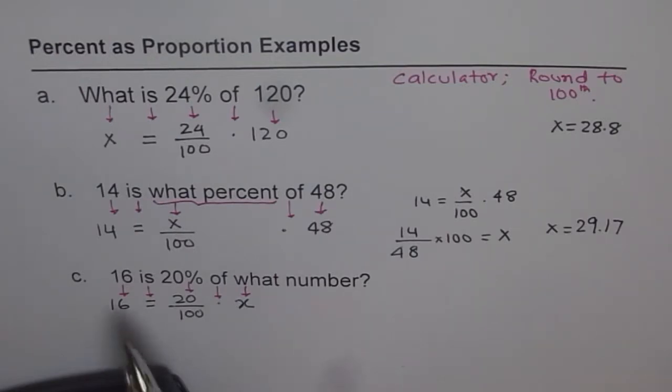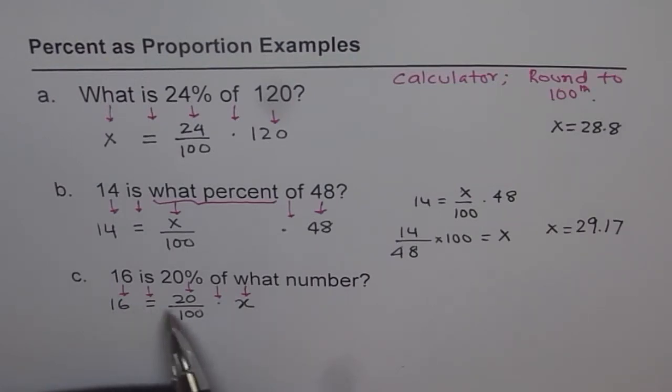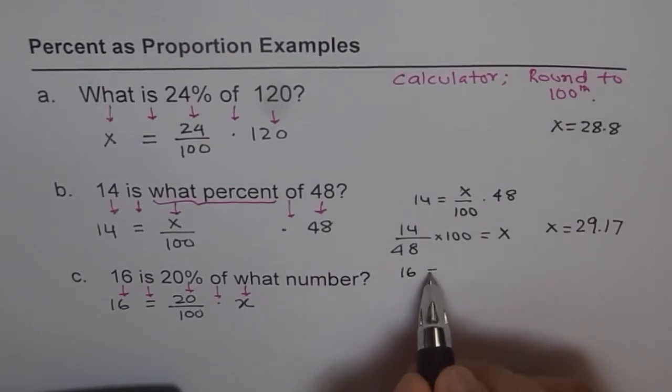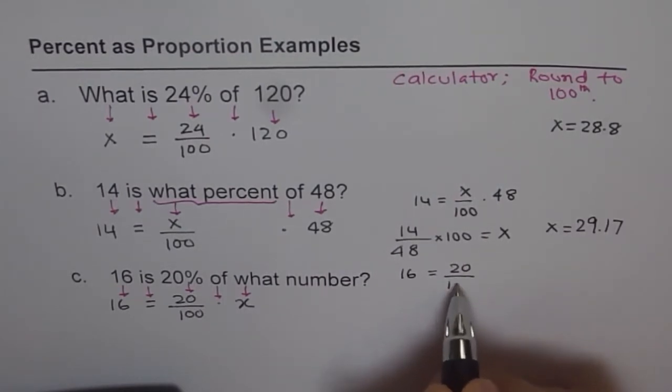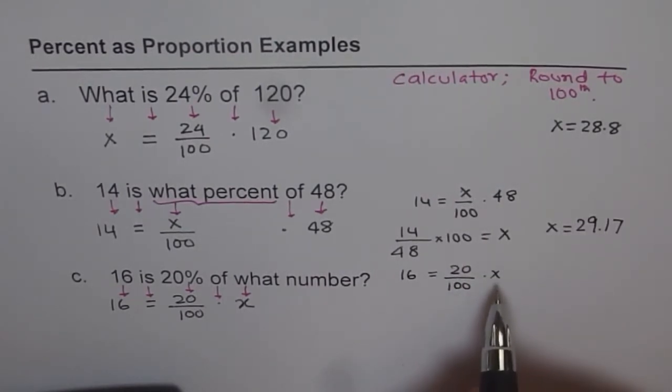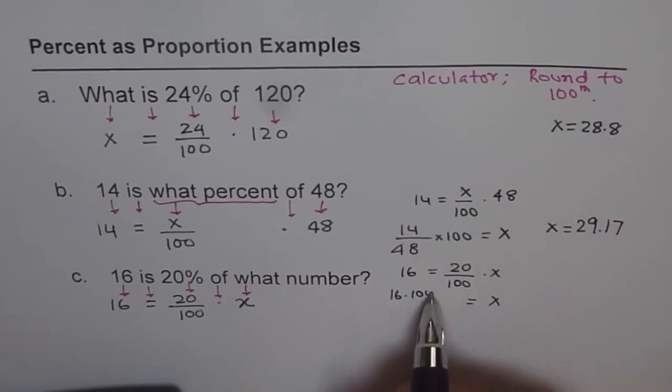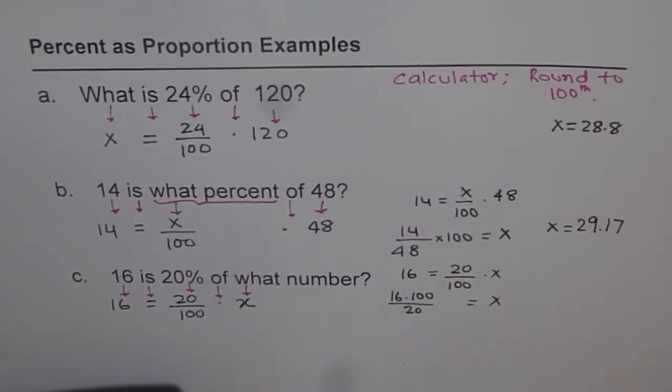Okay. Now 16 is 20% of what number? We got the equation. X, cross multiply. So we have our equation, which is x equals what? 16 times 100 divided by 20. So let's rewrite and then do it. 16 equals 20 over 100 times x. So what is x equal to? X should be equal to, we'll multiply first by 100, right? And then divide by 20. That is what it is.